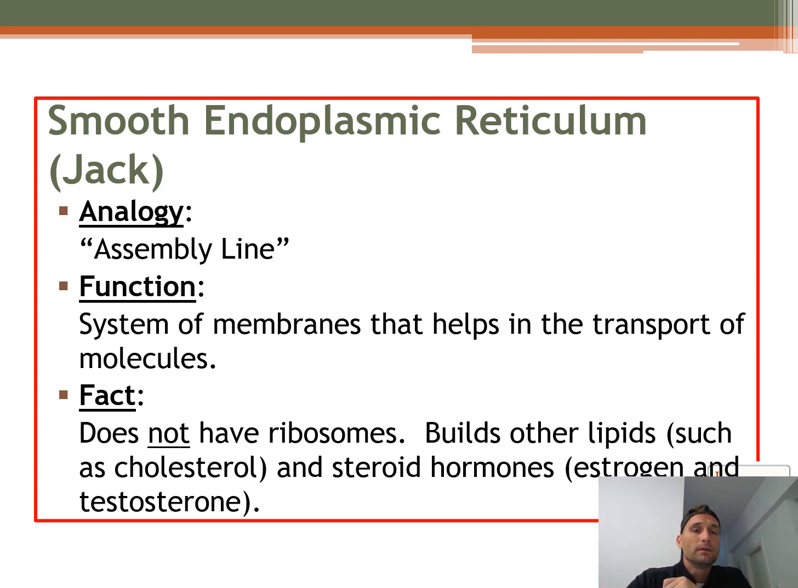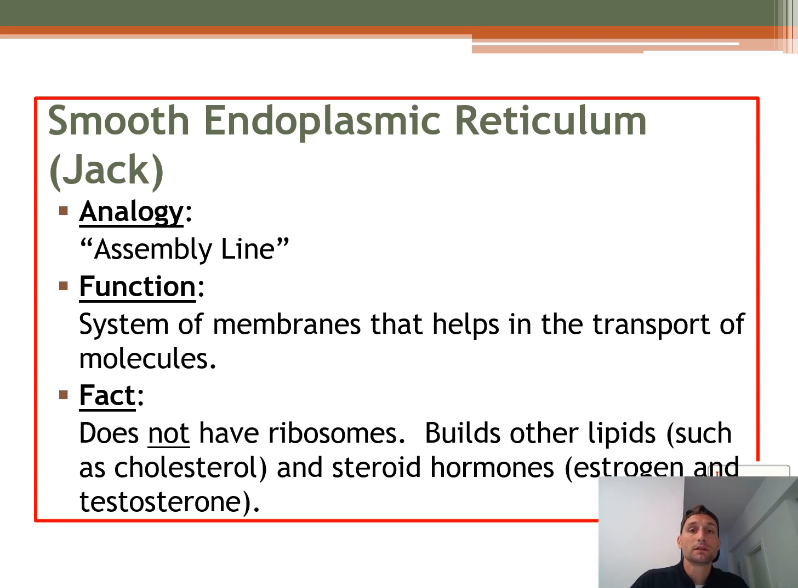So the smooth ER can build other lipids such as cholesterol, which is an important lipid. It's kind of a fatty lipid that helps protect our blood vessels, and steroid hormones like estrogen and testosterone. You may be thinking that testosterone is produced by men in the testes, and estrogen is produced by women. That's true in a sense, but both men and women need both estrogen and testosterone. They just serve different roles for development. But all people produce estrogen and testosterone thanks to our smooth ER.